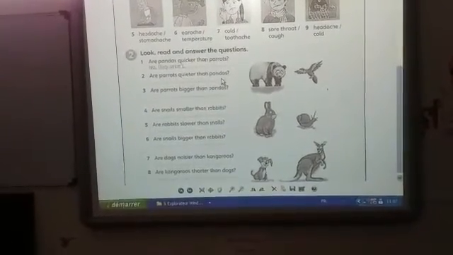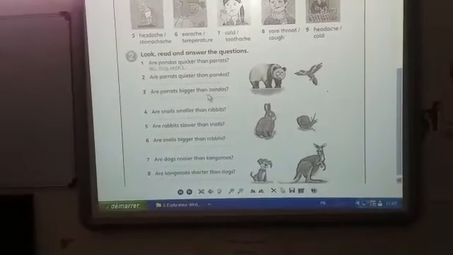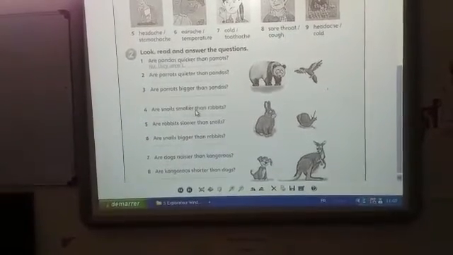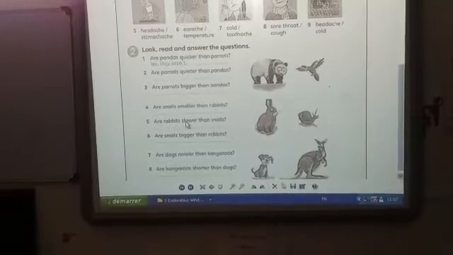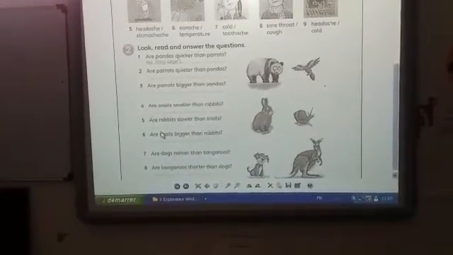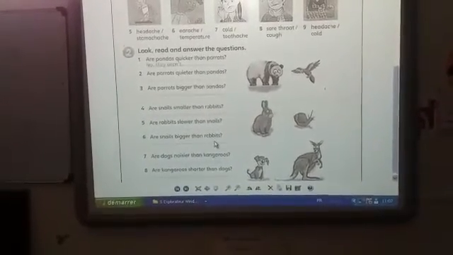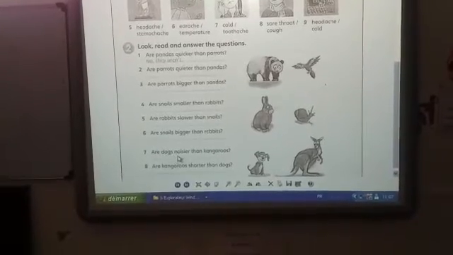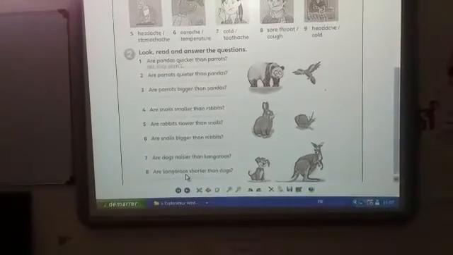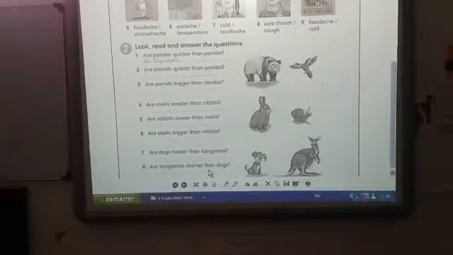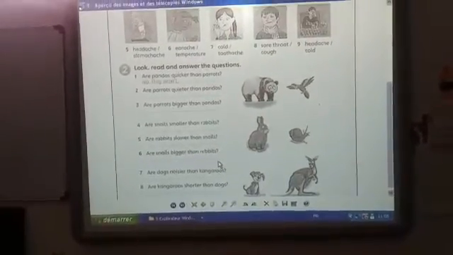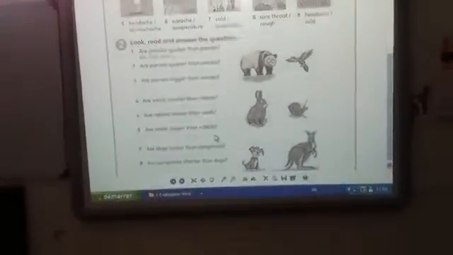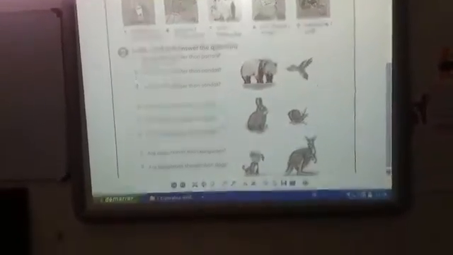Are parrots quieter than pandas? Are parrots bigger than pandas? Are snails smaller than rabbits? Are rabbits slower than snails? Are snails bigger than rabbits? 7. Are dogs noisier than kangaroos? And the last one, are kangaroos shorter than dogs? So what should we do? We just focus on the question and answer either yes or no.